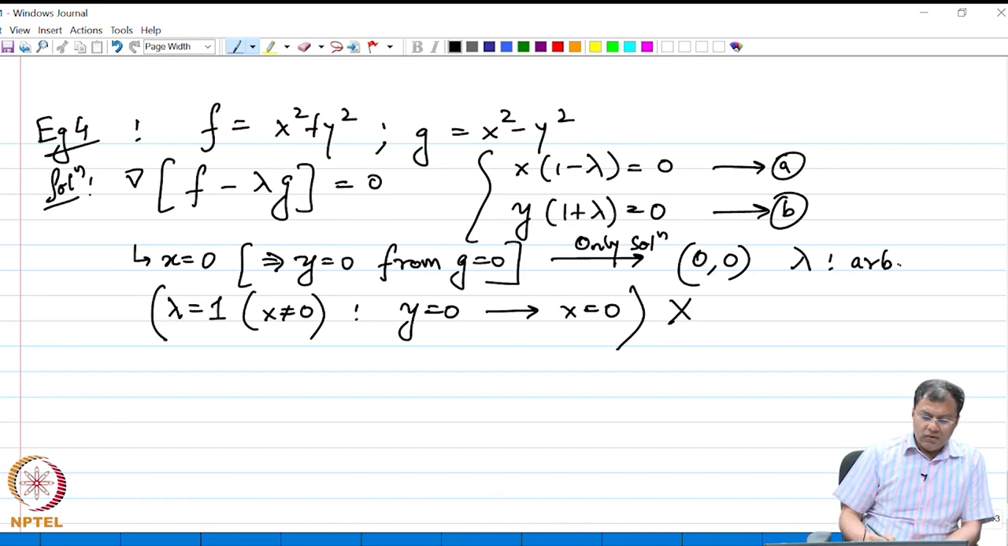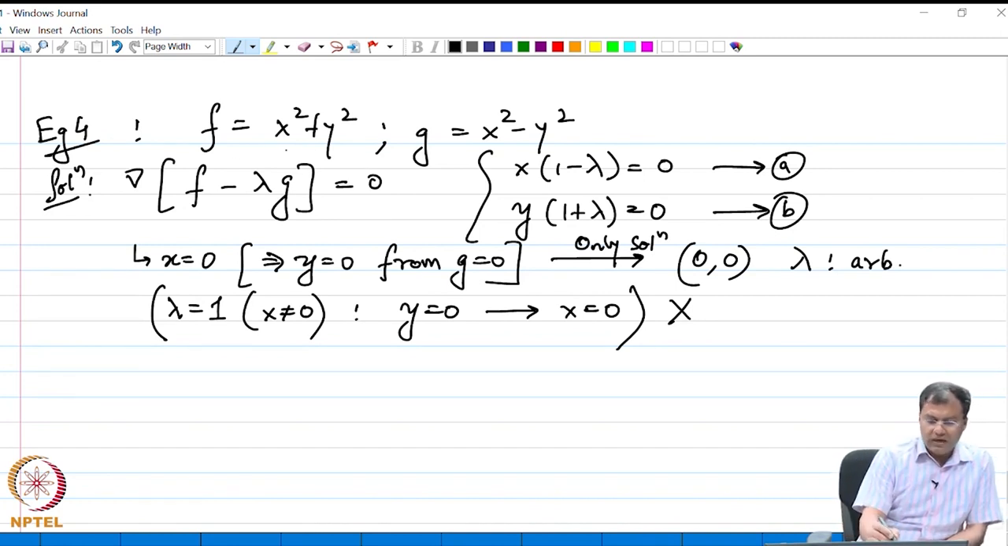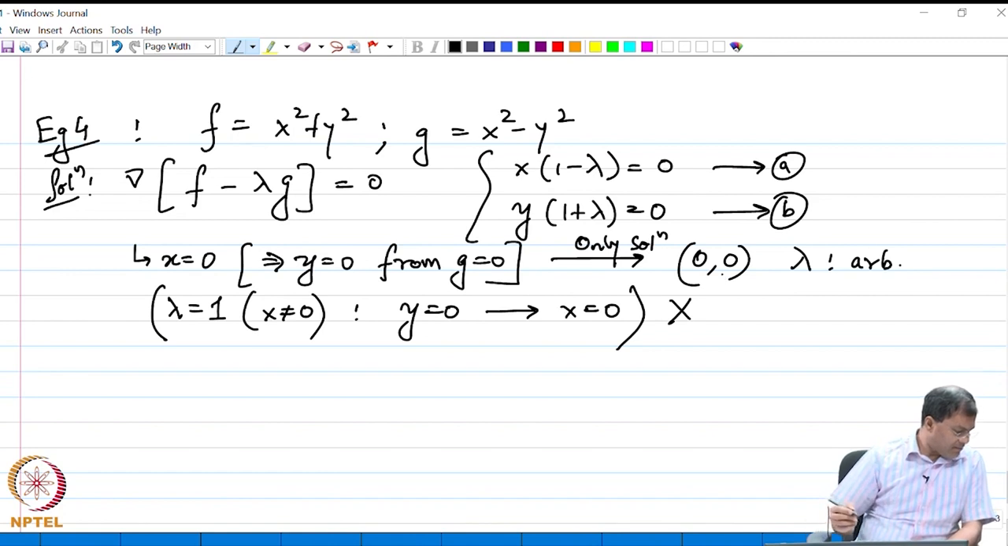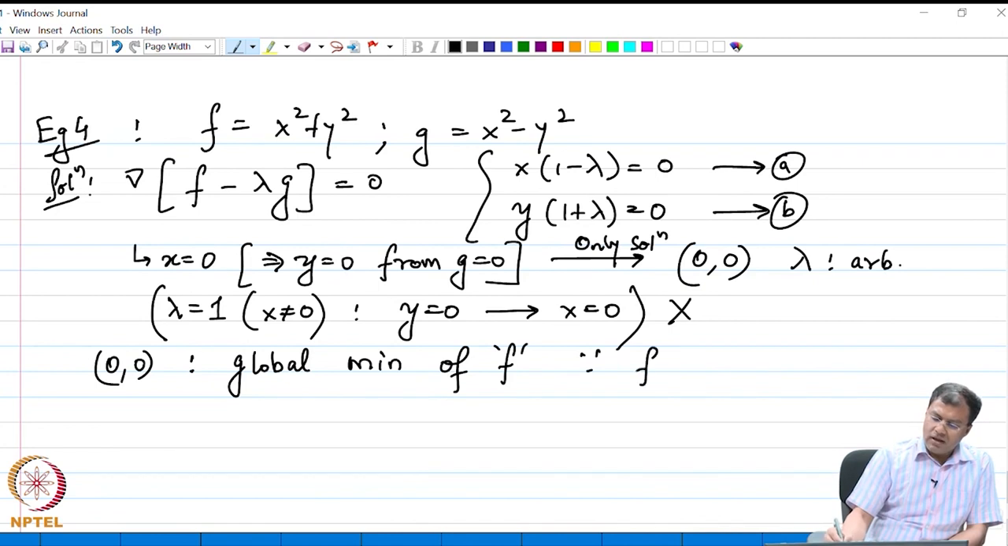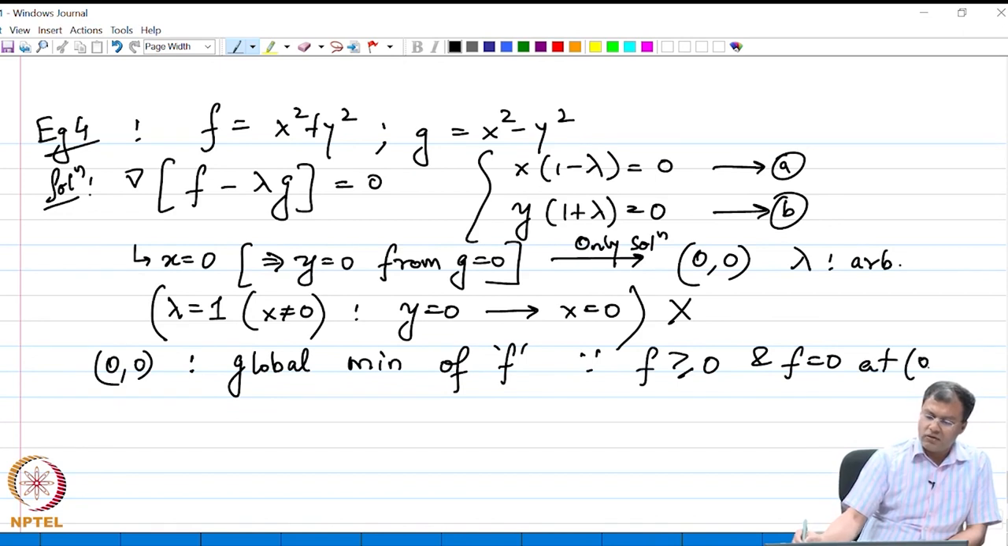Now, notice the objective function. The objective function is a real valued function with squares of its variables, and it is easy to see that the minimum of the function will be obtained at x equal to 0 and y equal to 0. So, the point that we got is minimizing the objective function, right. So, what is happening here? It turns out that 0, 0 is the global minima of f, because f is greater than or equal to 0 and f is equal to 0 at 0, 0.